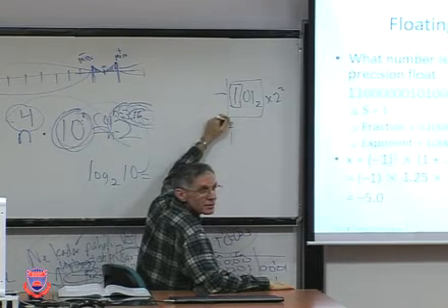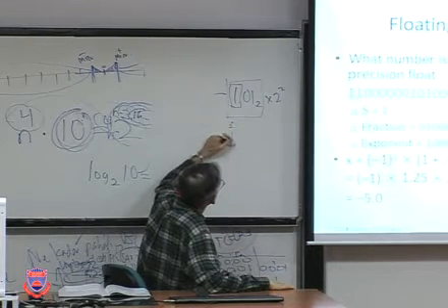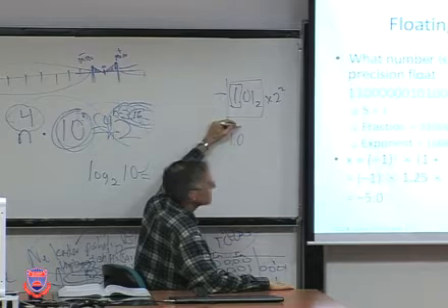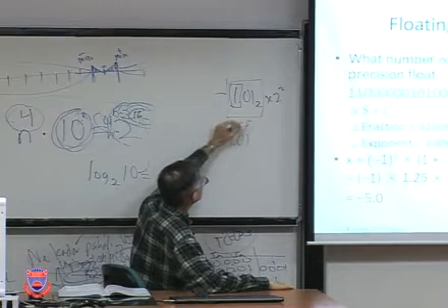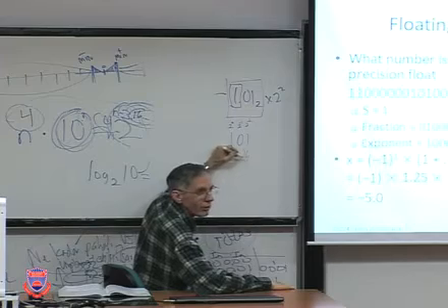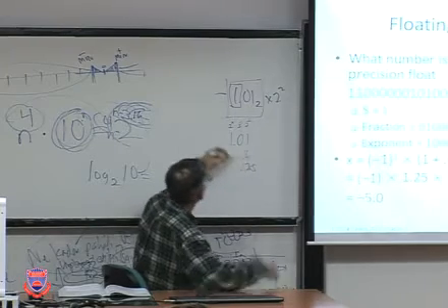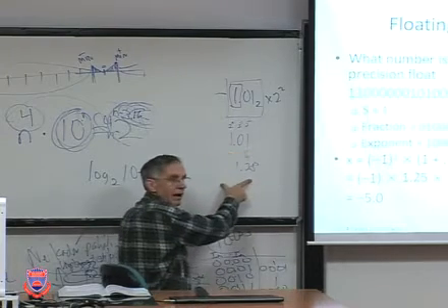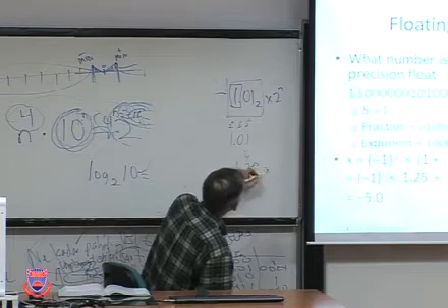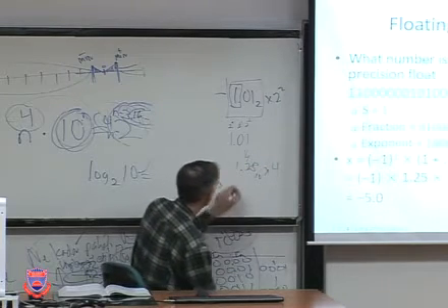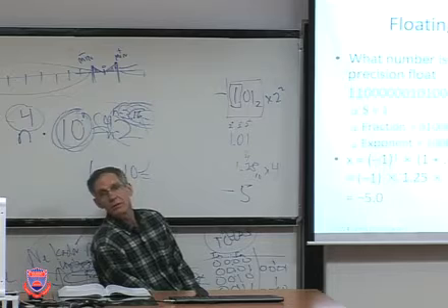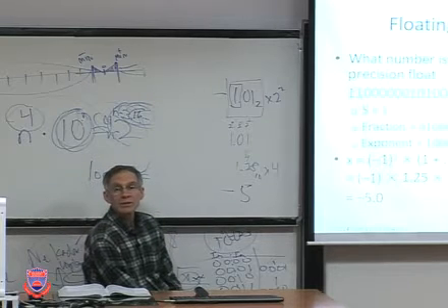2 to the what power is this? Zero. 2 to the 0th power. What about this? What power is this? 2 to the minus 1st power. What power is this? 2 to the minus 2nd. 2 to the minus 2nd, we all know, is 1/4, 0.25. So this is 1.25 in base 10 times 4, which is 5. So the number is negative 5. Any questions on how we did that?